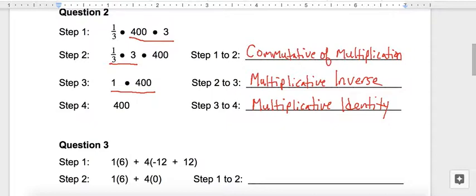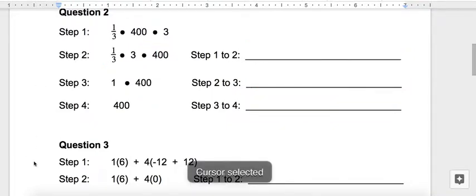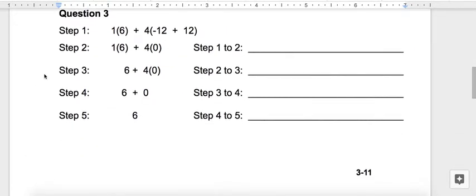Okay, now we're going to skip down to question 3. So once again, we're going to study the difference between step 1 and step 2. And everything looks the same except what is in parentheses here, -12 plus 12, was changed to 0. And anytime two opposites are replaced with 0, that is the additive inverse. So we add opposites and it equals 0.